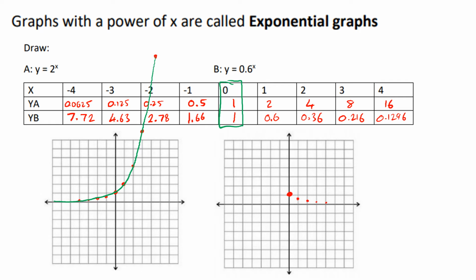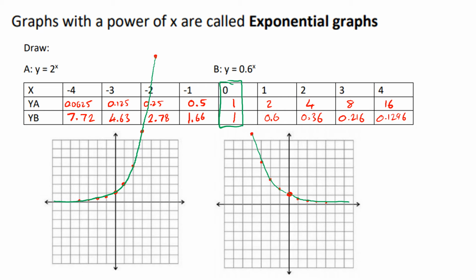Whereas on the left, by the time we get up to -1, we're up to 1.6. -2, we're up to 2.78. -3, we're up to 4.63. -4, we're up to 7.72. And we can see that same pattern that we saw before, where the growth is getting more and more rapid, which is what defines an exponential graph.